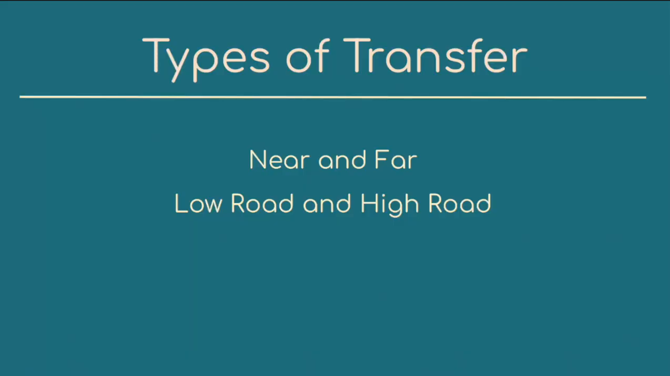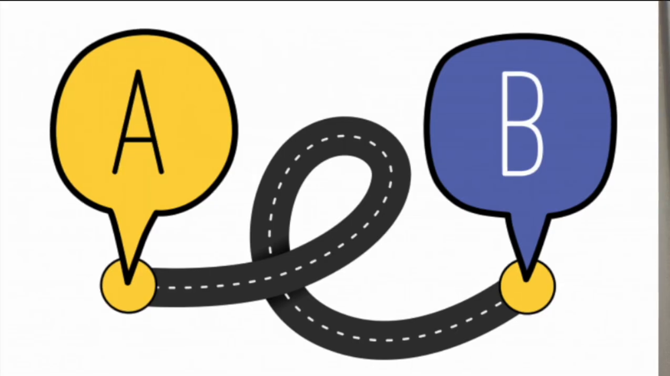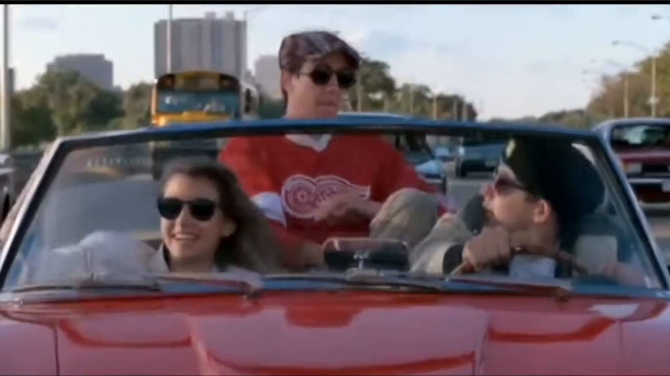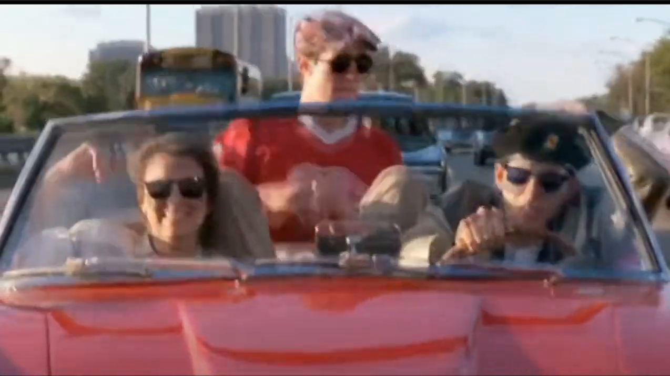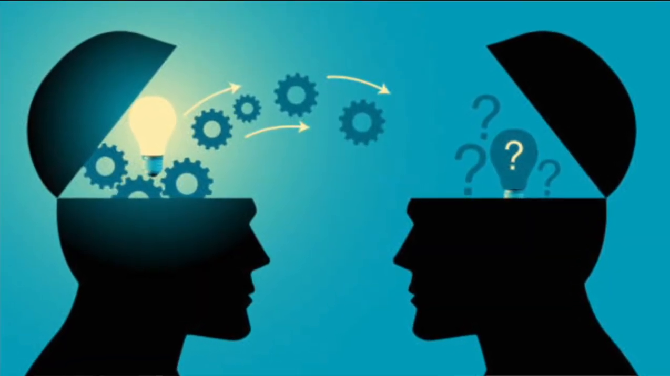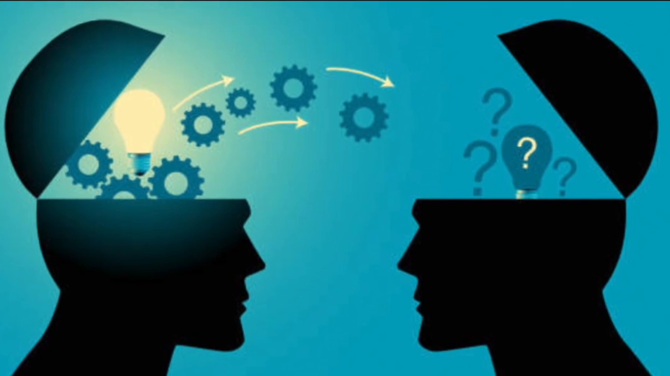We can also look at the transfer of learning as a metaphor. The low road and the high road. The low road would be taking what we've learned and exactly transferring it over the way we have learned it. The high road would be taking that information and trying to make connections, how we can use it in different situations.